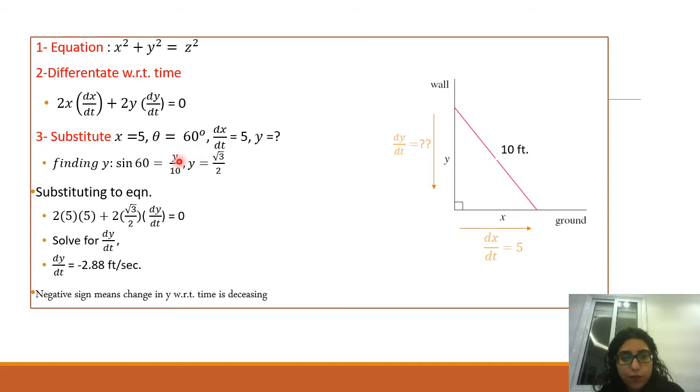So I got the value of y, and I resubstituted in this equation with all the given information, and I found that dy by dt equals negative 2.88 feet per second. And negative means that the change in y is actually decreasing with time.